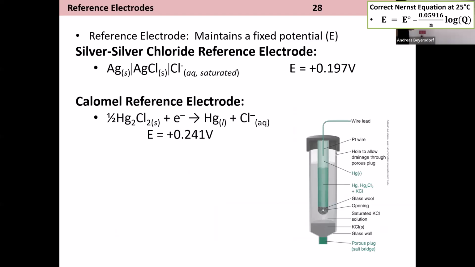Another example is what is called the calomel reference electrode. The calomel reference electrode uses Hg2Cl2, so mercury chloride, liquid mercury and Cl minus. Right? So here's an example of this, right? So you have liquid mercury in there, and then you have Hg2Cl2 there.